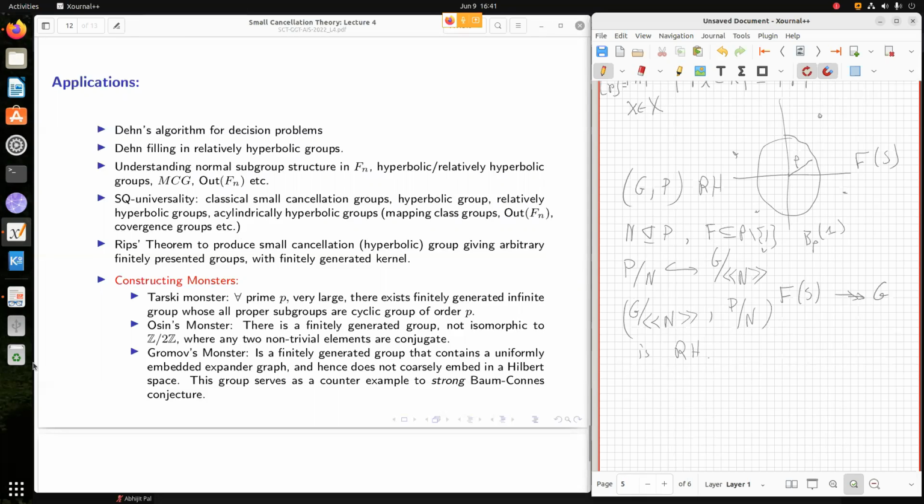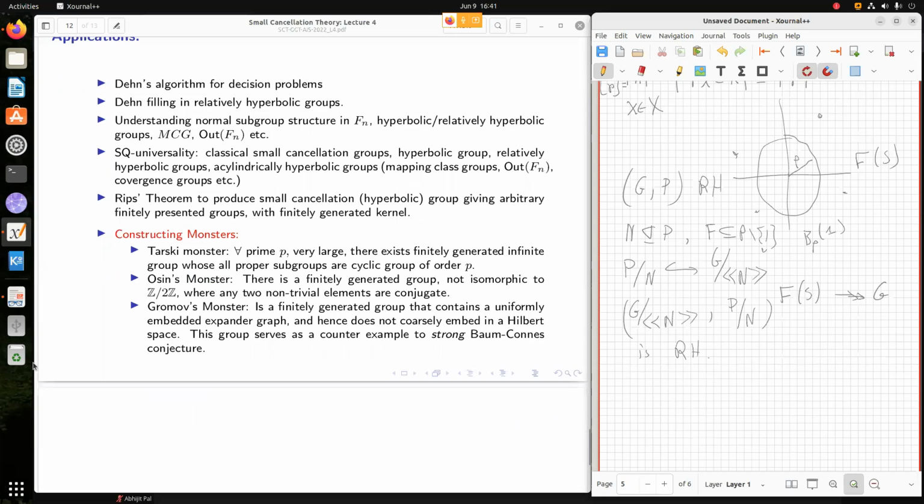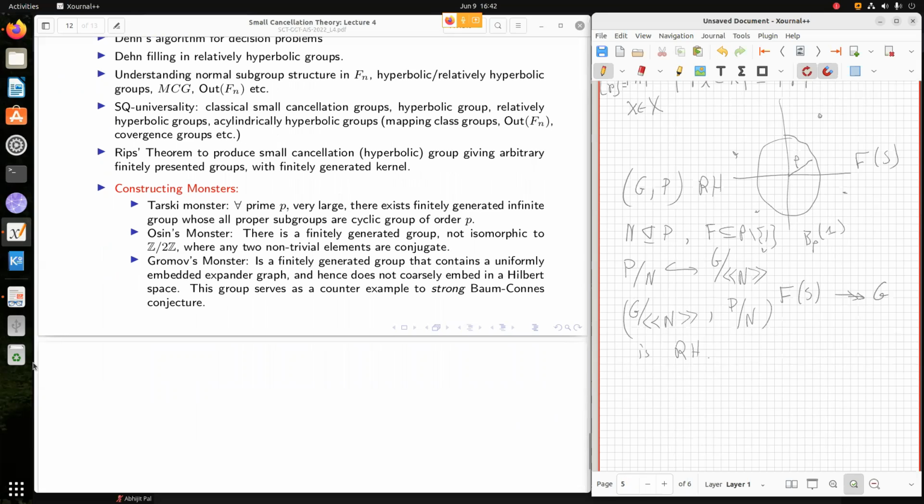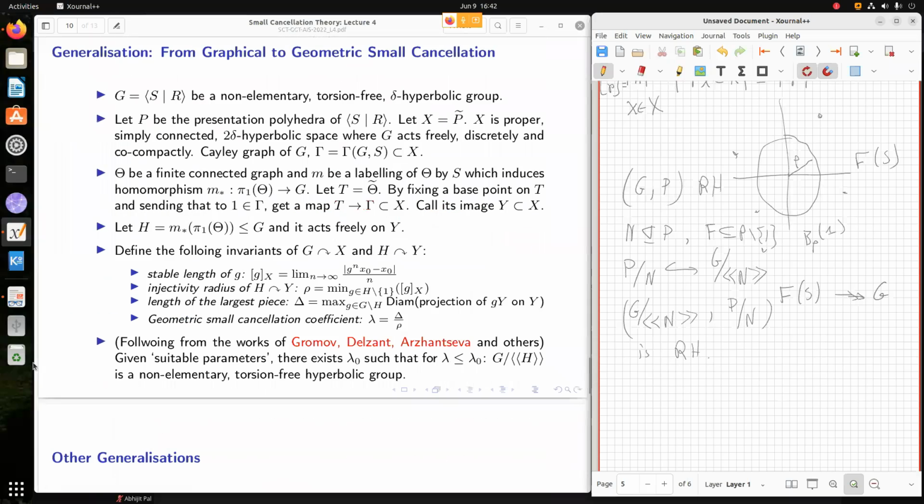And SQ-universality, that is, getting given groups as quotients of groups from these classes. And Rips's theorem is one major development which gives many examples in this context using small cancellation constructions. And finally, constructing monsters, these monster groups. They're called monsters because of their crazy properties, and these constructions were made using small cancellation theory. So that is all I plan to talk about.